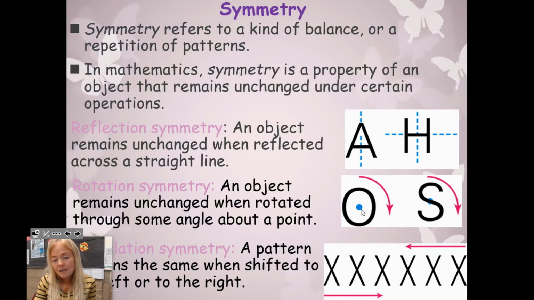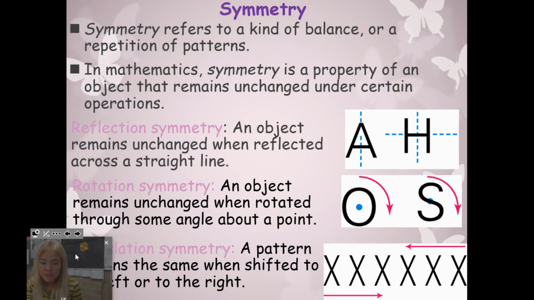But if you can do other degrees like 120 or 180, where you rotate it and it ends up being exactly the same as before you rotated, then that is a rotational symmetry. So it remains unchanged when rotated through some angle about a point. So with the S, you can state that 180 degrees, if we move this point around till it ends up right there, your S is going to look exactly the same as it did before.